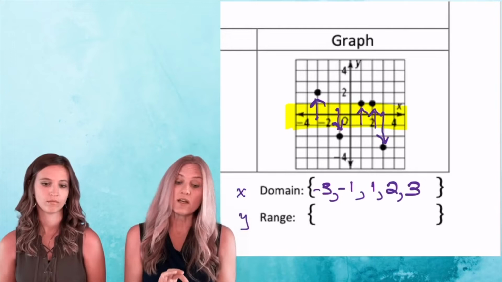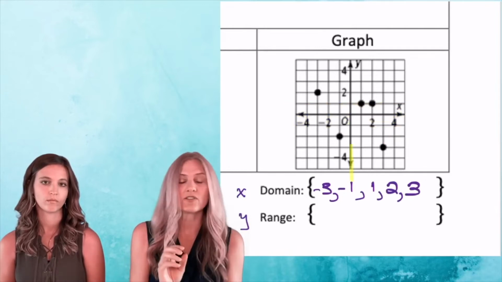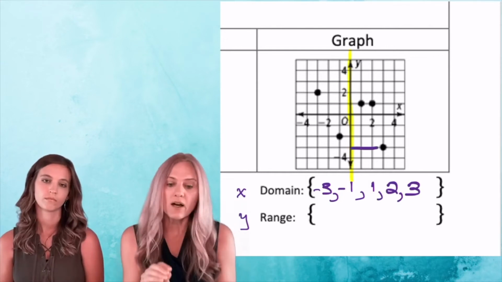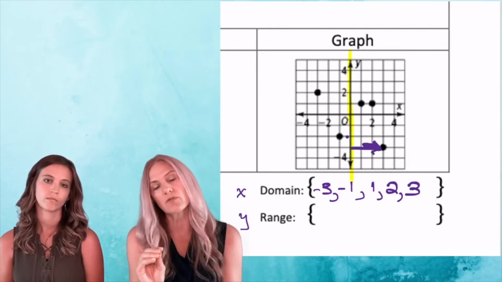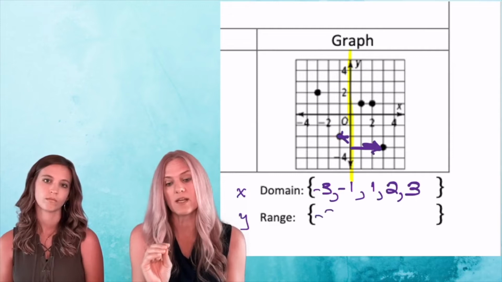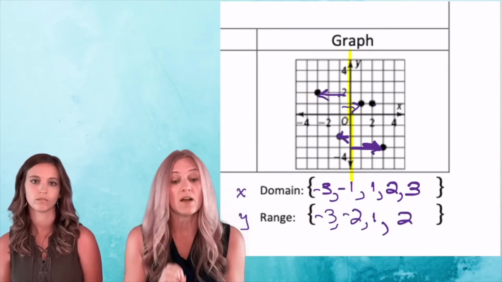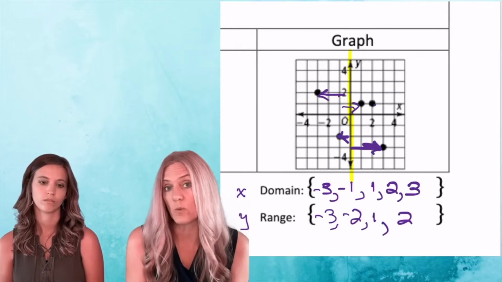When I go to do the range, I look at the y, and so then I'm going to walk up the y-axis, and the first point that I get to is over there at -3. So -3, keep walking, I see 1 at -2, keep walking, 1 and 2. The range is -3, -2, 1, 2.